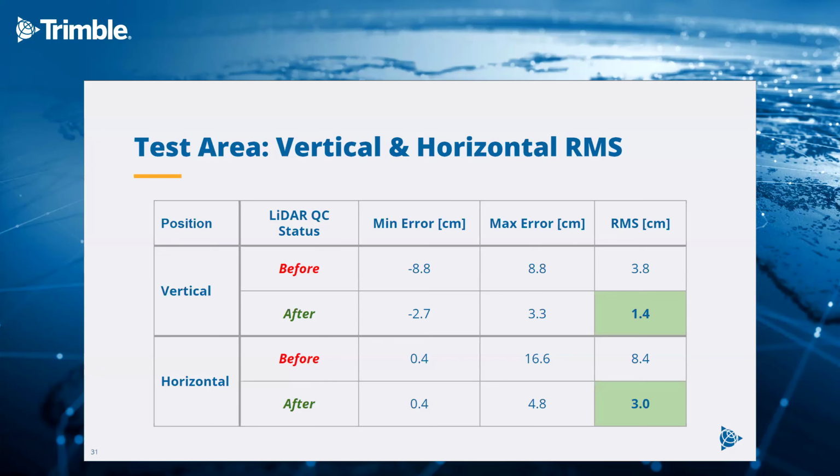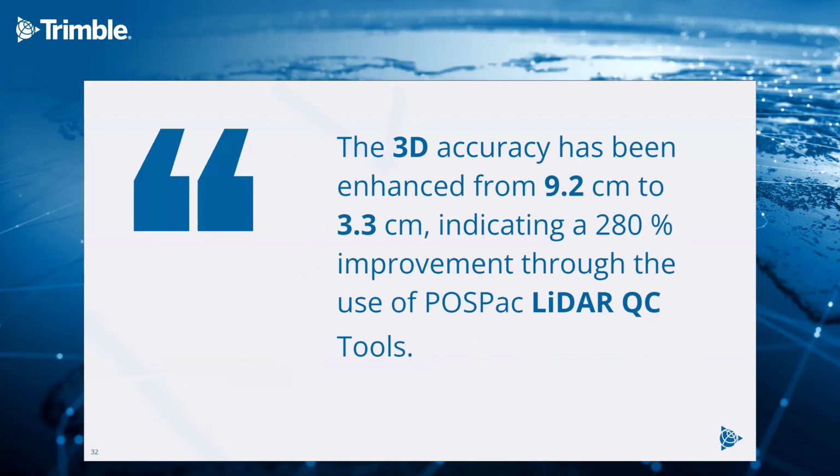But overall, what we are seeing is a significant improvement. That means the 3D accuracy has been enhanced from 9.2 centimeters down to 3.3 centimeters, indicating a 280% improvement through the use of Trimble Business Center LiDAR QC tools.